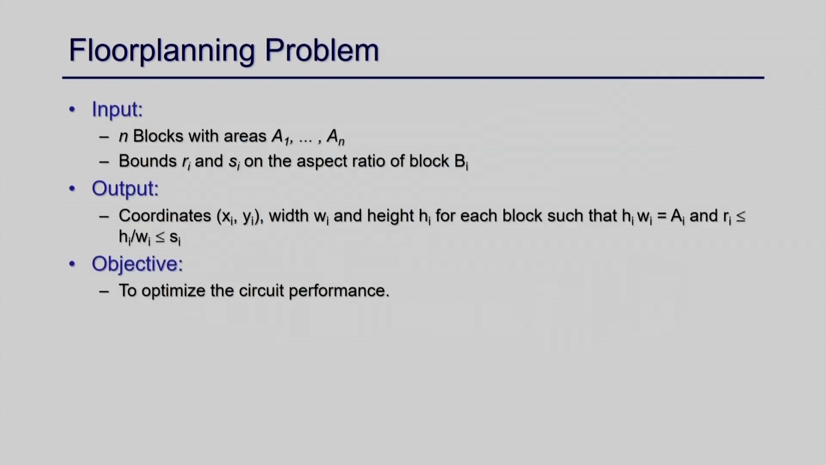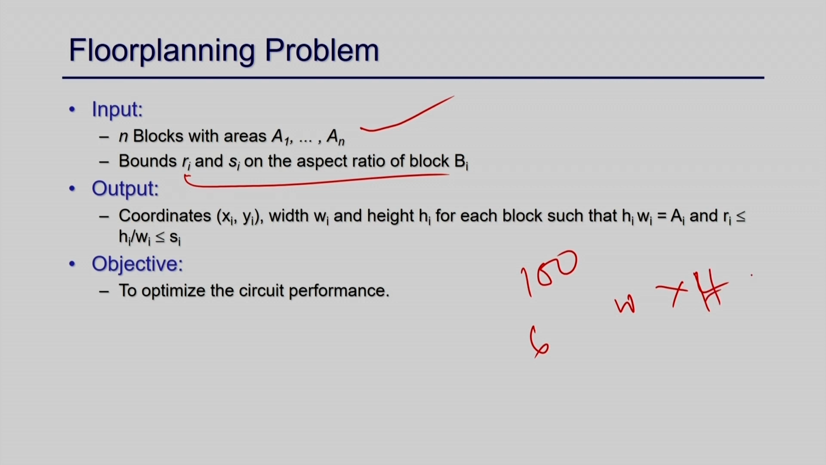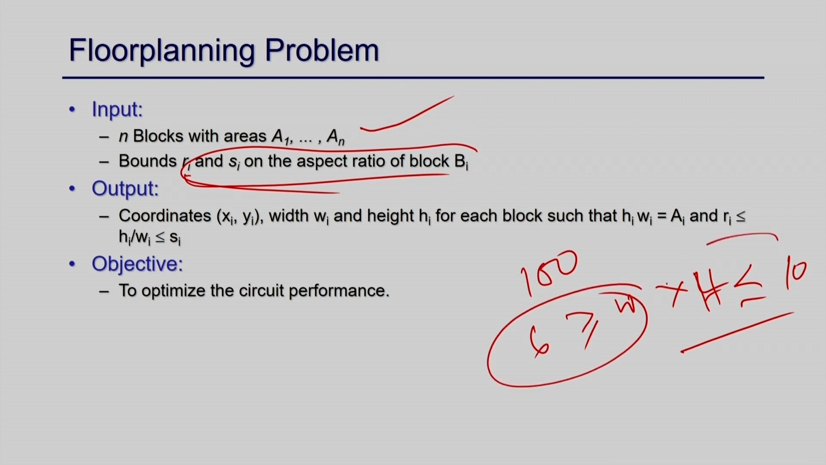If you define the problem, you have n blocks with given areas, I know only the area, and I also have some aspect ratio bounds. For example, if the area is 10 and the length may be minimum, say, 6, you have to find W and H, the width and height. So your width should be greater than 6, or, say, the height less than 10. If you are given those kinds of constraints on the aspect ratio, you cannot take a very long or very short height or width. So you should have some minimum constraint on the aspect ratio.